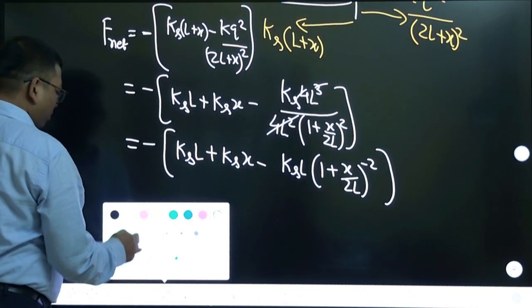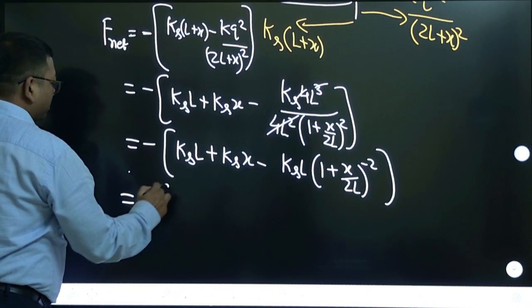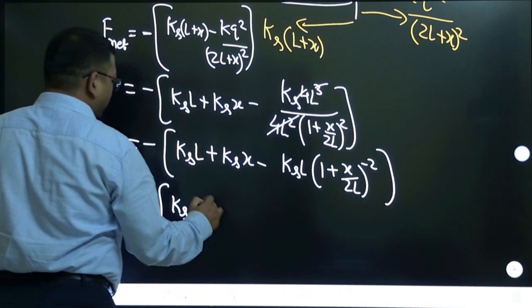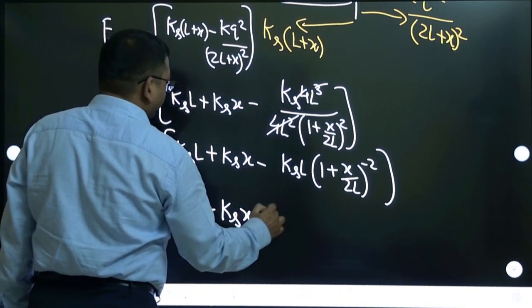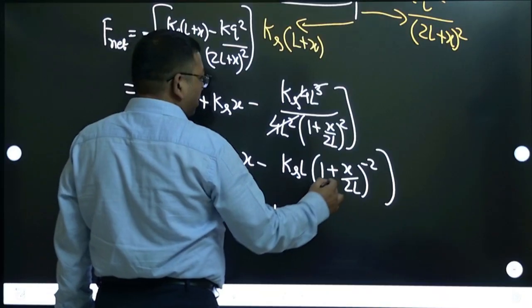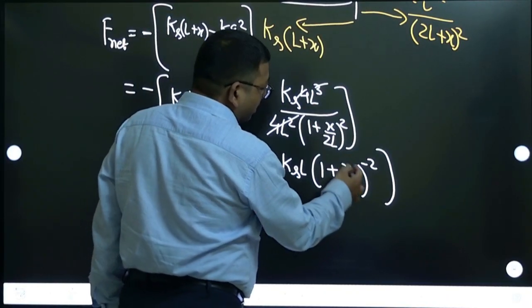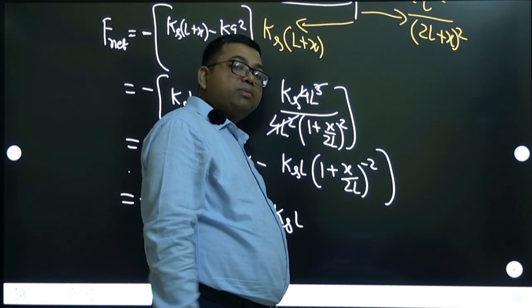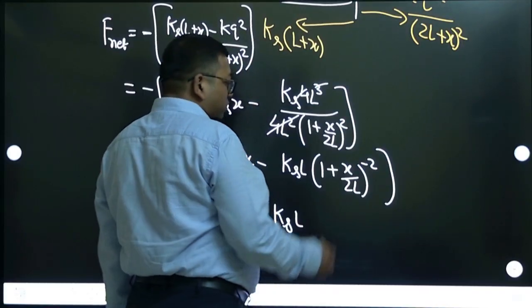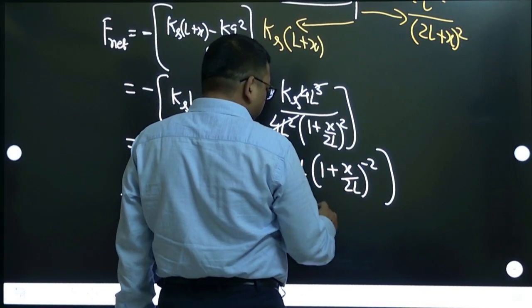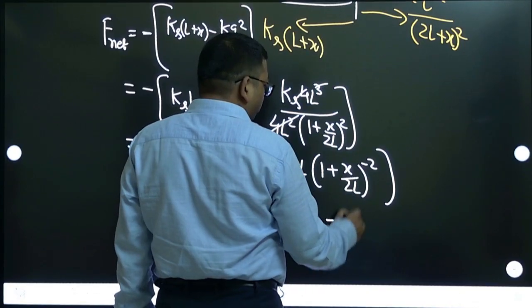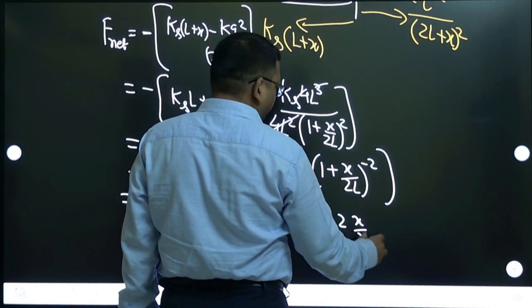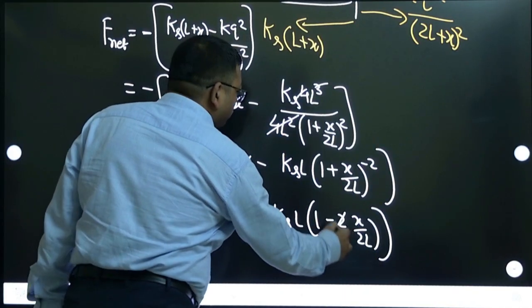Apply binomial expansion. Minus Ks into L plus Ks into x minus Ks into L, 1 plus this factor. Since x is very small, the factor x by 2L is going to be very much smaller than 1, so you can apply the binomial expansion. So 1, this will become minus 2 times x by 2L. This 2 will get cancelled.